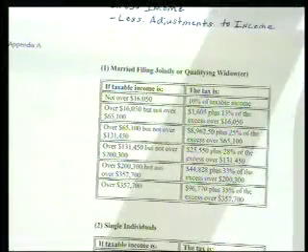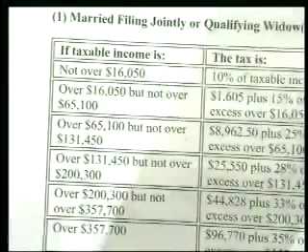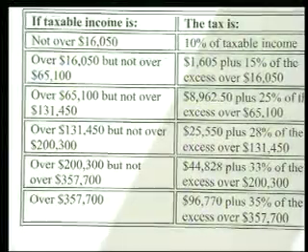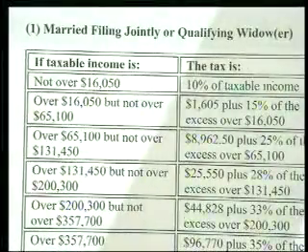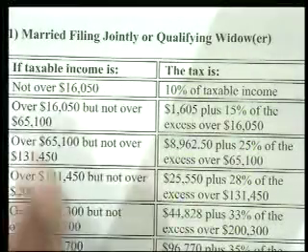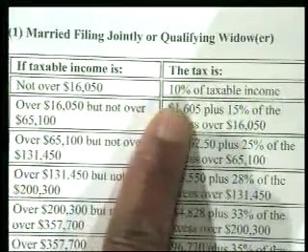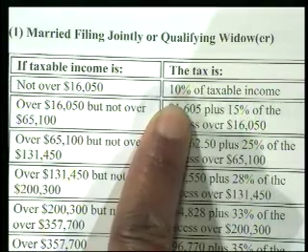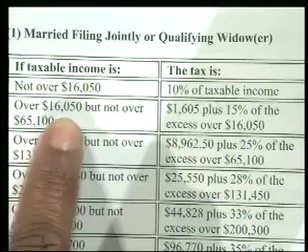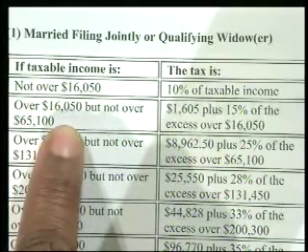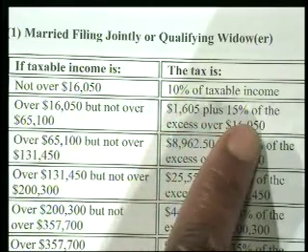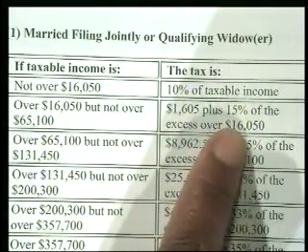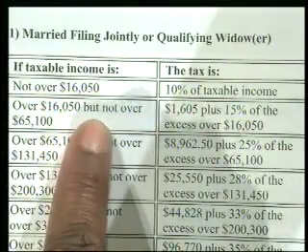In Appendix A in the back of the book, we first have a tax rate schedule. This is a tax rate schedule. And for instance, this one that I'm showing you is for married filing jointly, or qualifying widower. So it's going to be based on that. And the way it works is that if you have income not over $16,050, then your taxable income is going to be taxed at 10%. If your income is over $16,050 but not over $65,100, then your tax is $1,605 plus 15% of that excess over $16,050. But remember, not over the $65,100.